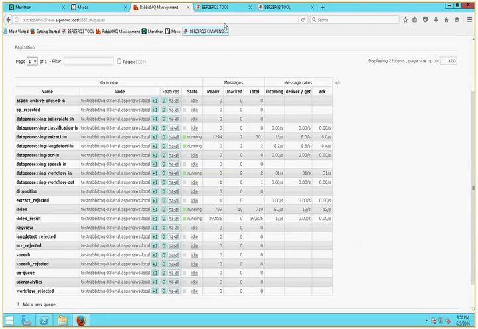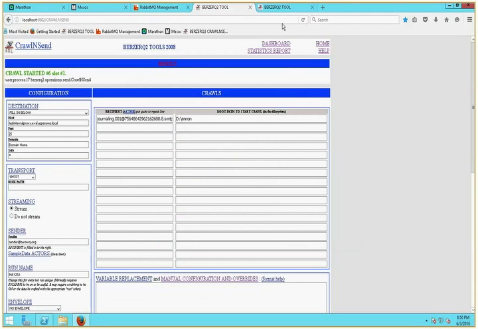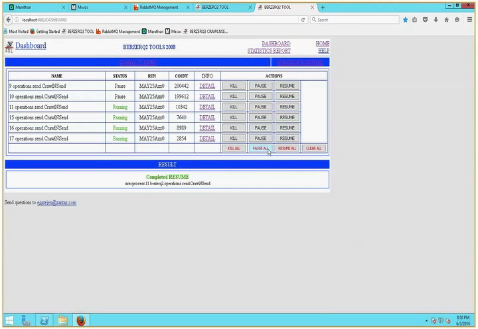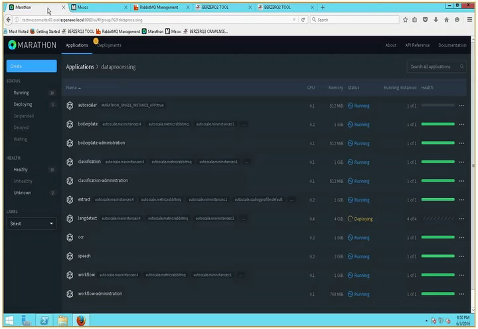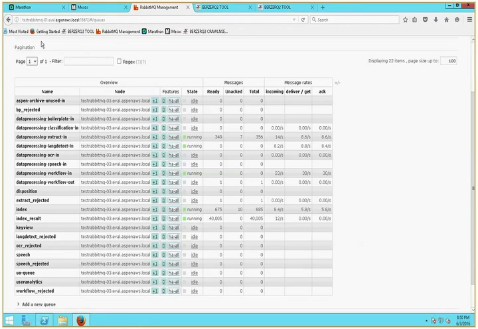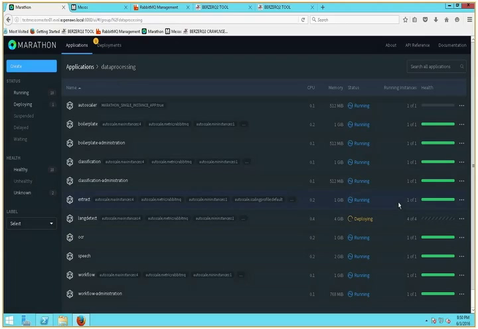I am now going to shut down the data send process, and we should start to see the queues being drained and the various services scaling back down.